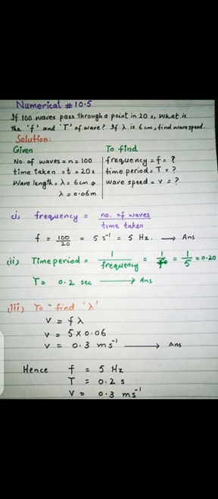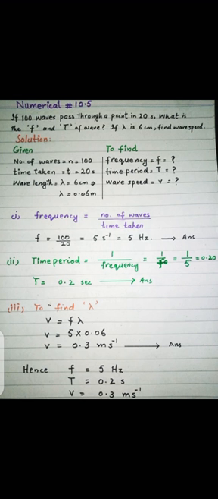Next, we have to find the three things. Number 1, frequency f. Number 2, time period of the waves, capital T. Number 3, wave speed. These three things we have to find out. Now, first of all, we are going to find out the frequency of the waves.